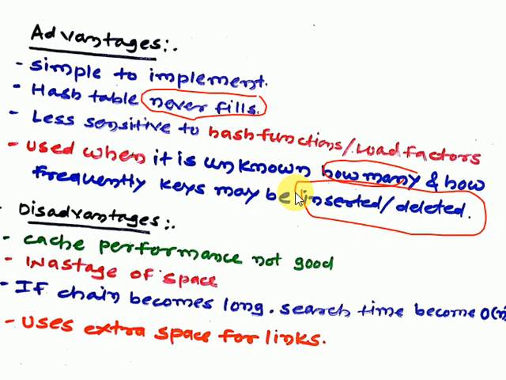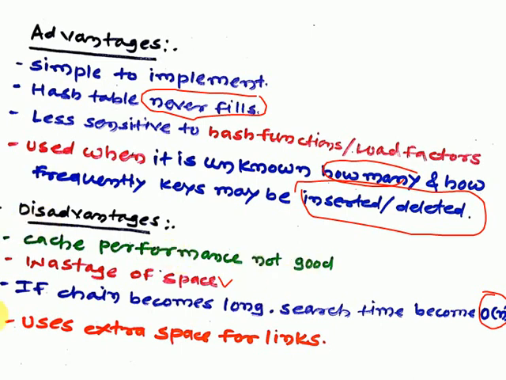What are the disadvantages of this scheme? The first thing is that cache performance is not good, since we are using linked lists here. Then there is a wastage of space. If the chain becomes too long, then the search time becomes O(n), a linear search time in terms of n, and it needs extra space for links. So these are some disadvantages of the separate chaining method.